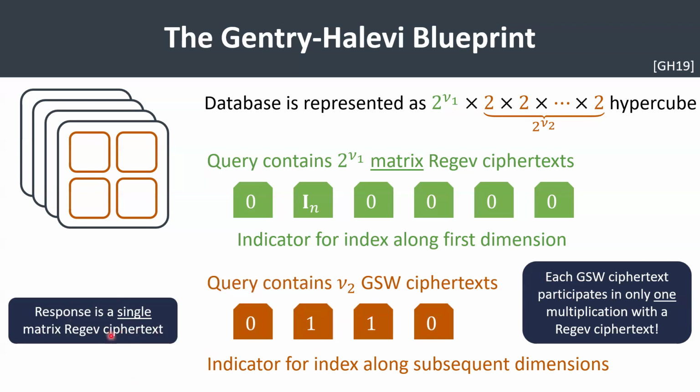The point is that the response will just be a single regef ciphertext, right? So I encrypt using regef the queries along the first dimension, and then I'm going to do a homomorphic multiplication with each of these GSW ciphertexts. And notice that the homomorphic multiplication has the property that it produces a regef ciphertext. So at the end of the day, I get a regef encryption. That's good because regef encryptions are compact, right? They're small.